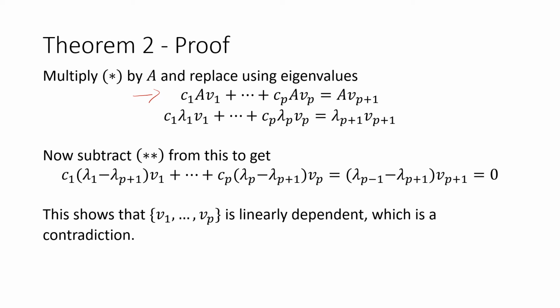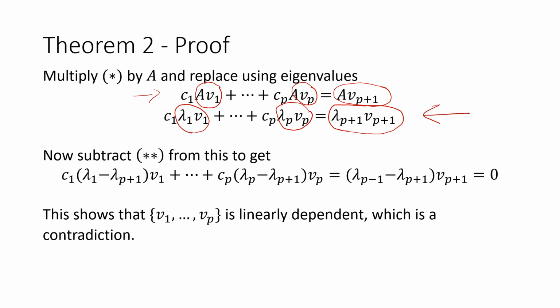But remember, A times V1, that's our eigenvector. So we can replace that with lambda 1 times V1. A times Vp is lambda p times Vp because they're eigenvectors and eigenvalues. All the way to A times V(p+1) is equal to lambda (p+1) times V(p+1).